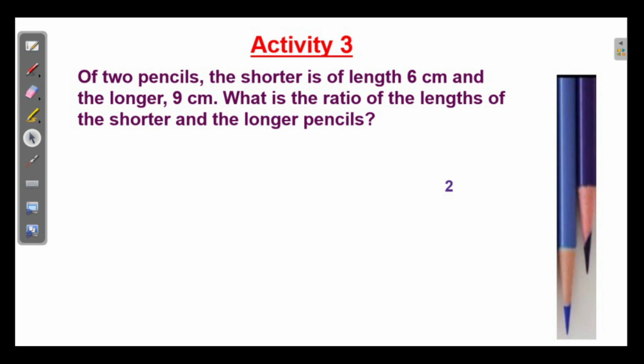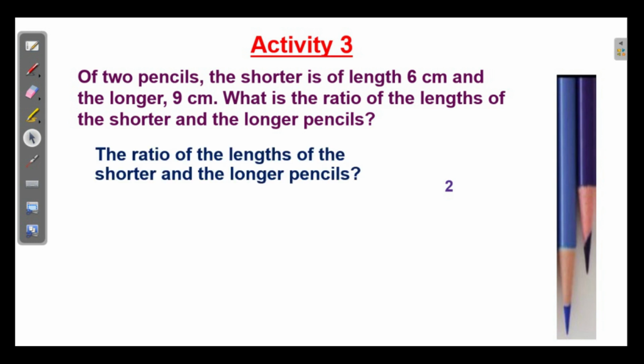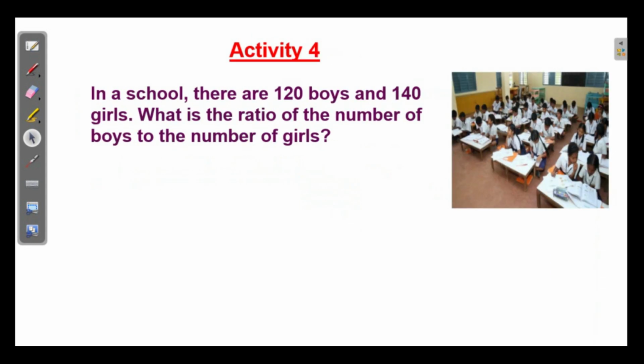What is the ratio of the lengths of the shorter and the longer pencil? First the shorter itself. So 6 is to 9 we can just write. That is not the ratio. We have to make it in the lowest terms. What is it? 6 by 9. Striking off the common factors we get 2 by 3. 2 is to 3.